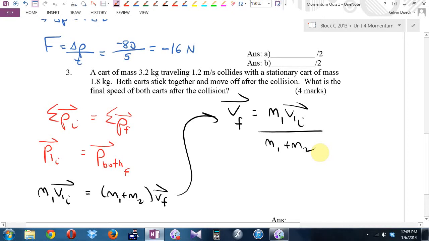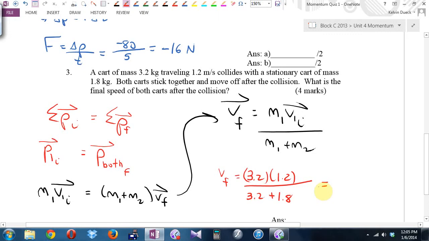So again, make sure you're looking, your next quiz is going to have lots of angles. If there's angles, it gets much more challenging. But here, I think it's going to be mass 1, 3.2, 1.2, all over 3.2 plus 1.8. What do you get?